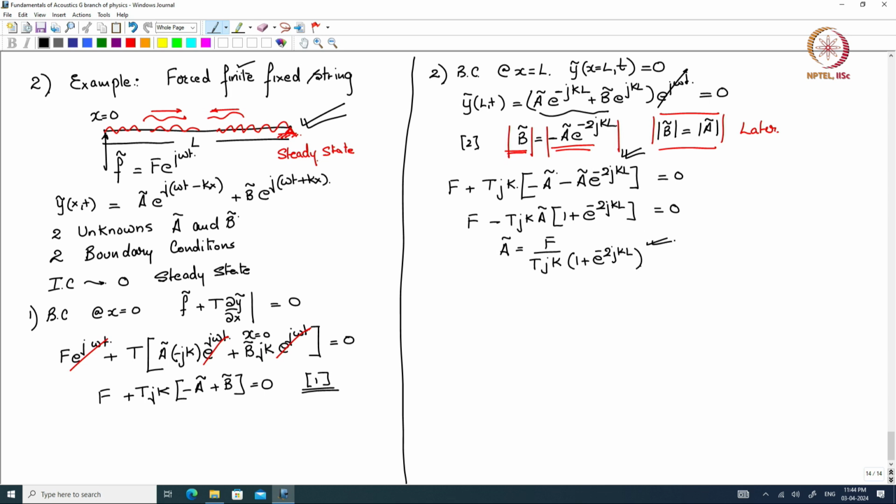So a is known. Once a is known, b is known, because from here b tilde is equal to minus a tilde. So minus F by T j k into 1 plus e to the power minus 2 j k L, into e to the power of minus 2 j k L. So a is known, b is known. So my answer is known. I have the answer over here, but we will put it back into the expression and simplify. So let us put it back.